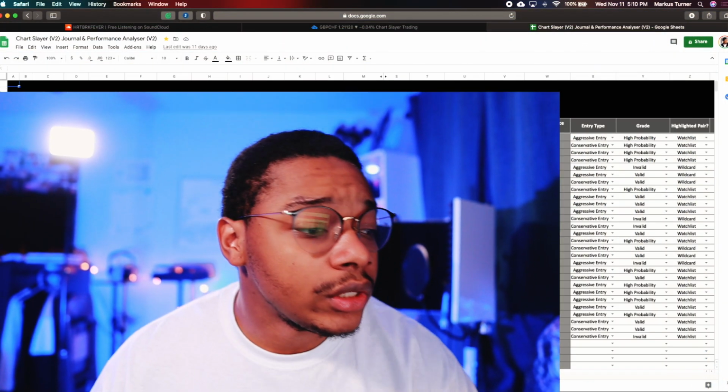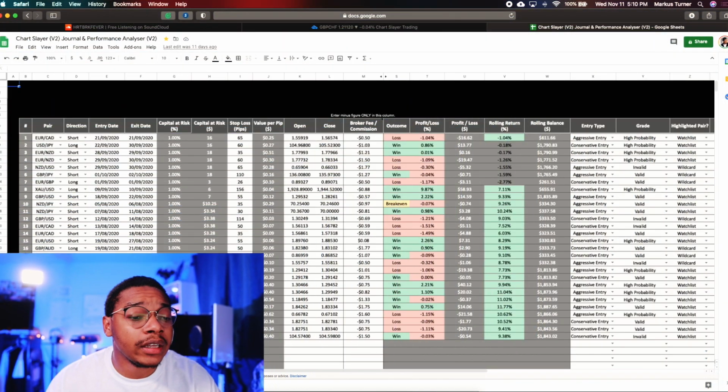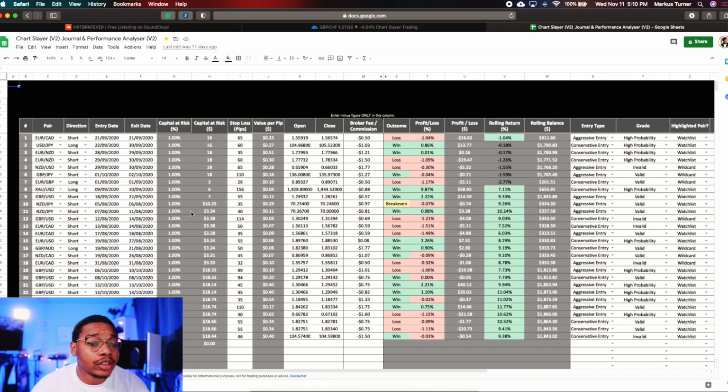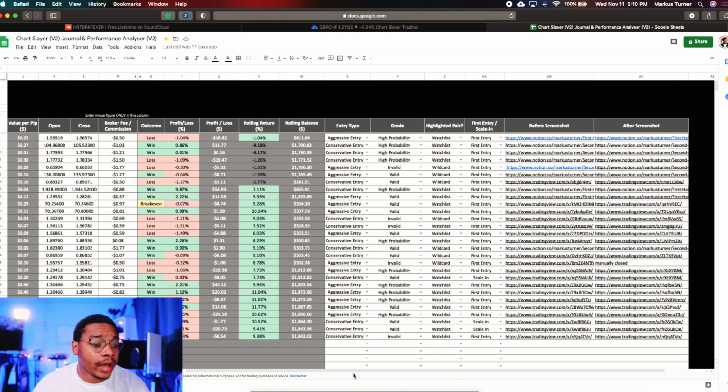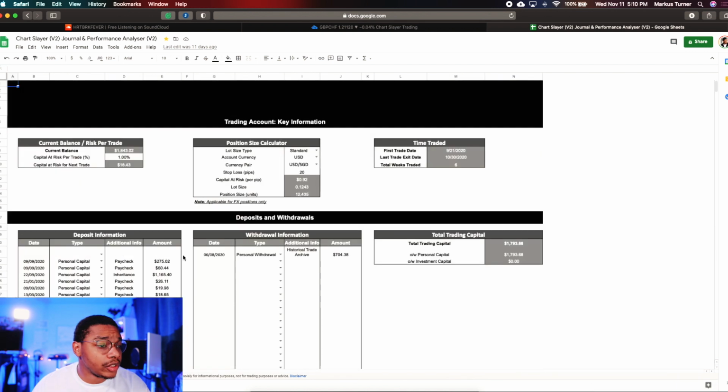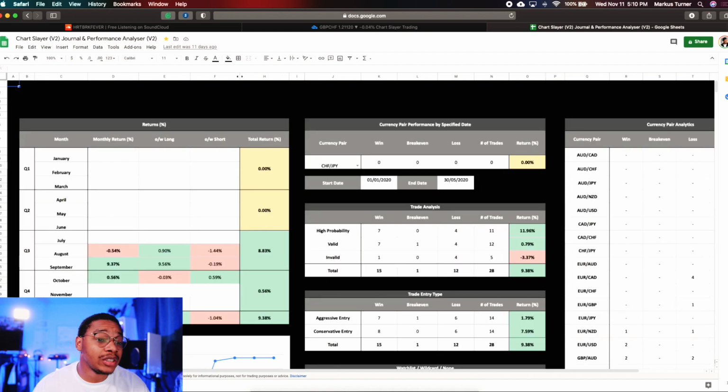So as you can see, this is my specific analytics. This is my journal, so I like to journal my trades. This is, let me show you, my specific before and after screenshots, so I'm able to look at what type of entries I have. This is my specific deposit information, key information and such. But this is the part where we're gonna actually focus on, right?